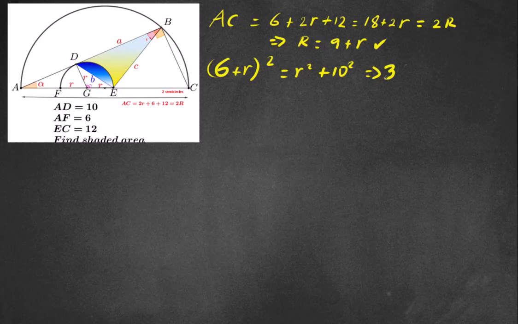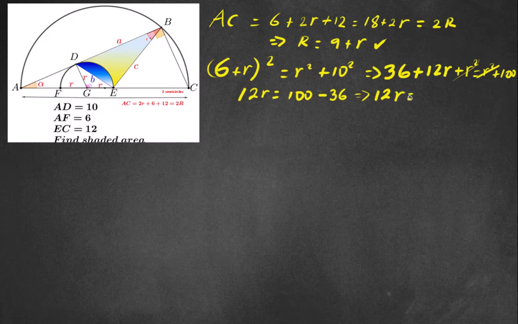So here is what we found. We found that AC is equal to 6 plus 2r plus 12, which is equal to 2R also, two big R's. That means that big R is equal to 9 plus r. And in triangle ADG, (6 plus r) squared is r squared plus 10 squared, AD squared, I mean. So 36 plus 12r plus r squared is equal to r squared plus 100. That means 12r is equal to 100 minus 36. 12r is equal to 64.